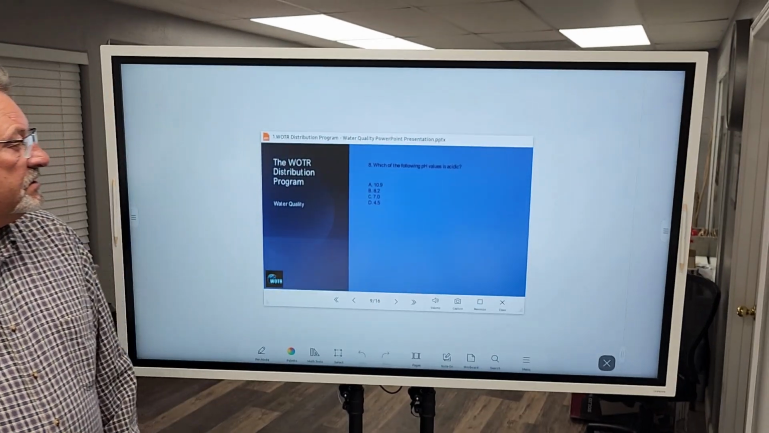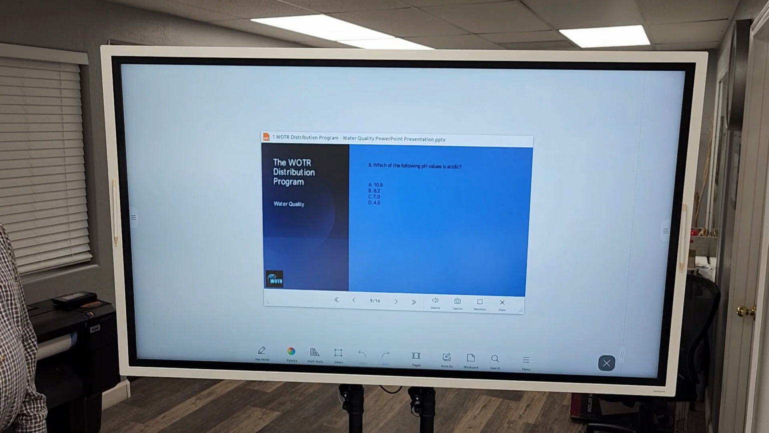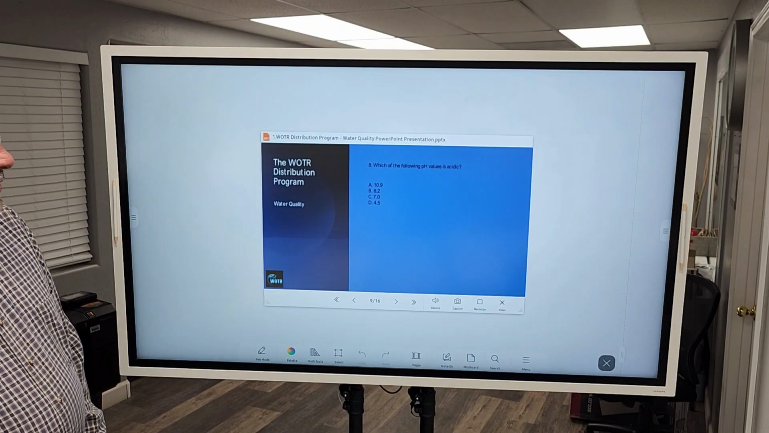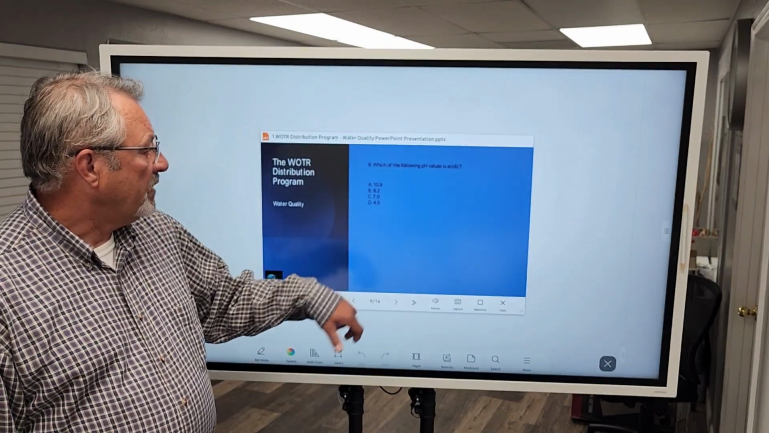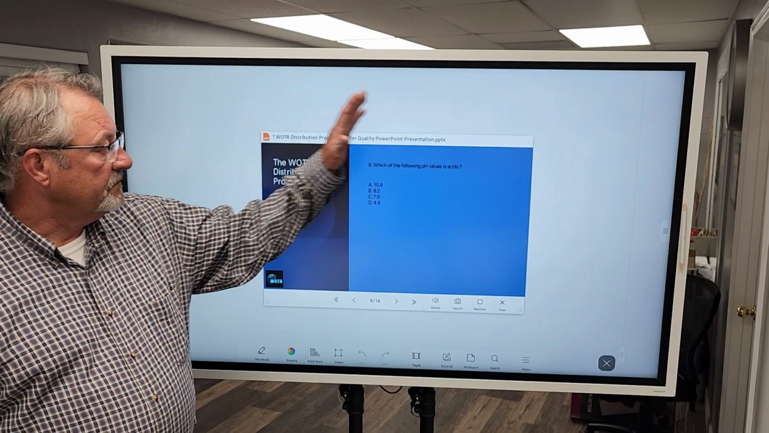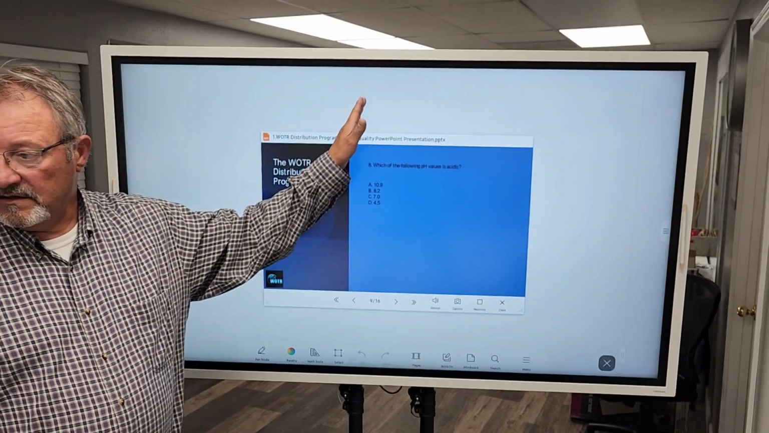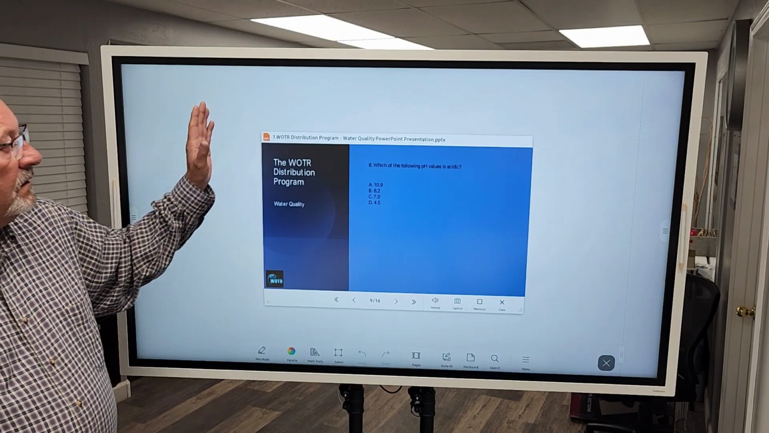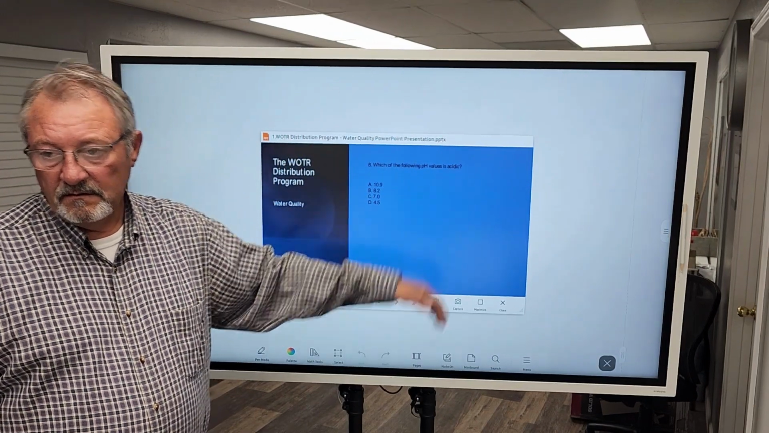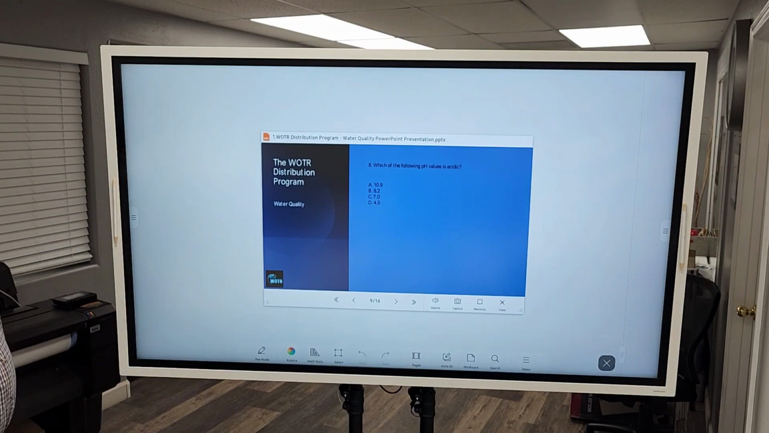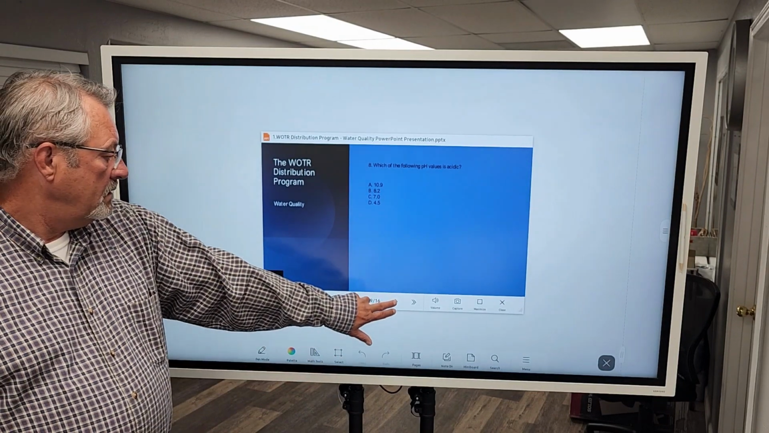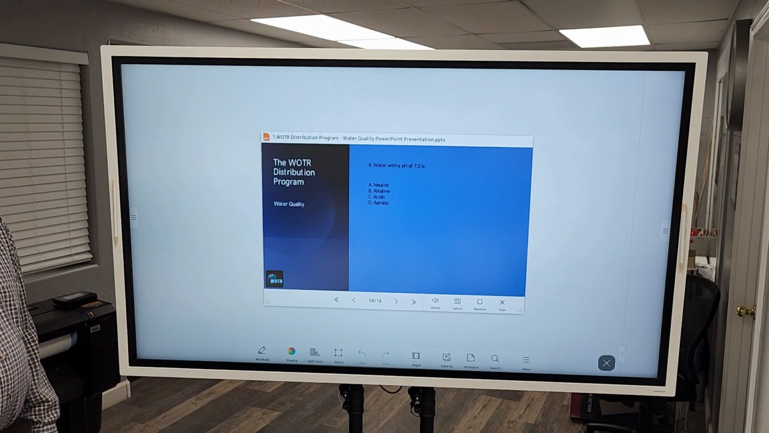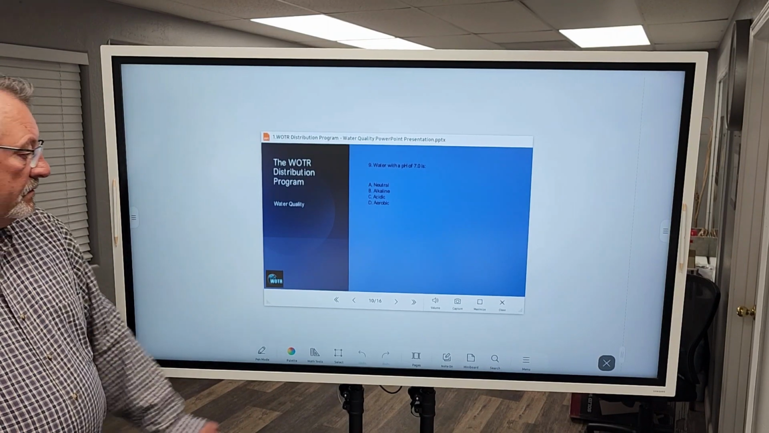Number 8, which of the following pH values is acidic? Version 4.5. 4.5, very good. So remember, the pH scale goes from 0 to 14. Right in the middle is 7. 7 is neutral. Anything less than 7 is on the acidic side. Anything greater than 7 is the alkaline side, or the basic. Number 9, water with a pH of 7 is neutral.